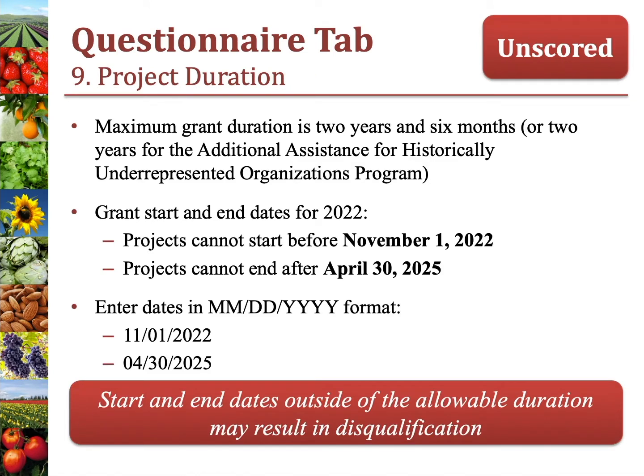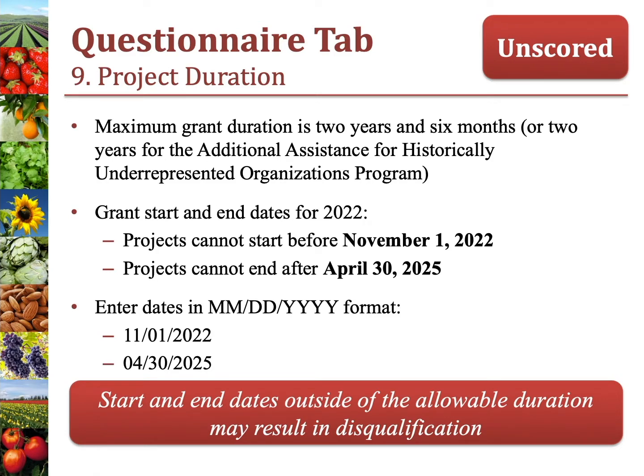Section 9 confirms the project duration. The maximum grant duration for SCBGP projects is 2 years and 6 months, or 2 years for the Additional Assistance Program. Projects cannot start before November 1st, 2022, or end after April 30th of 2025.